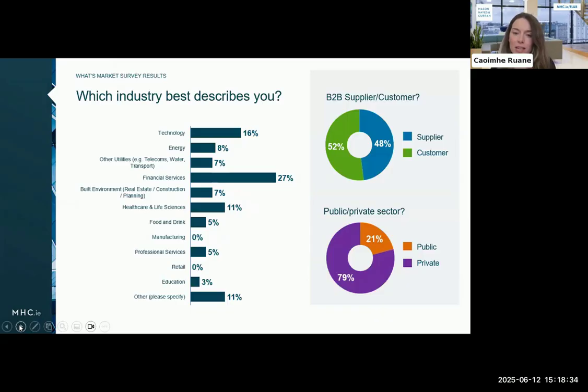And then also you can see that this year, most survey participants, well, the majority came from the customer side, about 52%, with about 48% coming from the supplier side. And just finally to add as well that most of our survey participants were in the private sector, about 79%, and about 21% are from the public sector. And just to flag for the rest of today's webinar, we are using a colour coding system. Green is for customers and blue will be for suppliers.